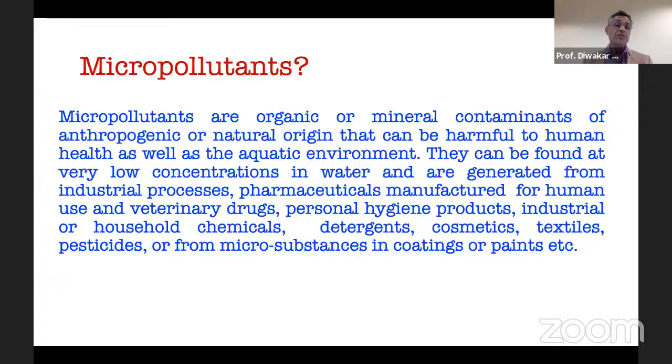In general, micropollutants are at a low level, and I will come to how they enter our aquatic environment. Micropollutants are organic or mineral contaminants of anthropogenic or natural origin that can be harmful to human health as well as the aquatic environment. They can be found at very low concentrations in water and are generated from industrial processes, pharmaceuticals manufactured for human use and veterinary drugs, personal hygienic products, industrial or household chemicals, etc.